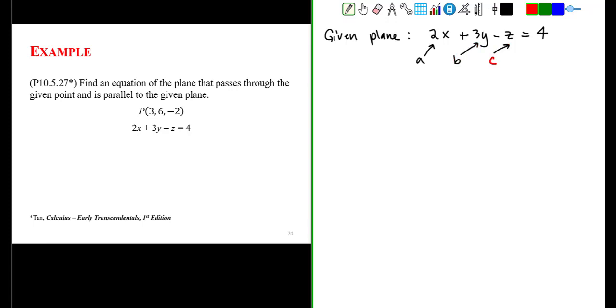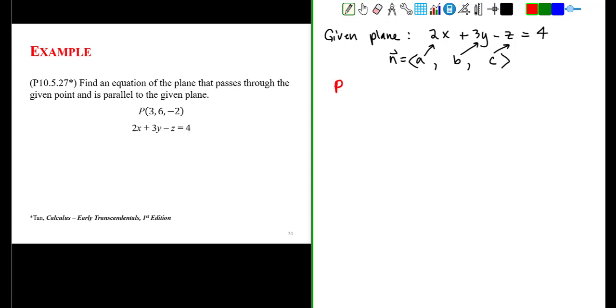So this vector, we'll call n vector, is equal to a for the x component of the normal vector, b for the y component, and c for the z component. For two planes to be parallel, they should have the same set of normal vectors that describe them. Therefore, for our parallel plane, we just need a point, and we're given a point.